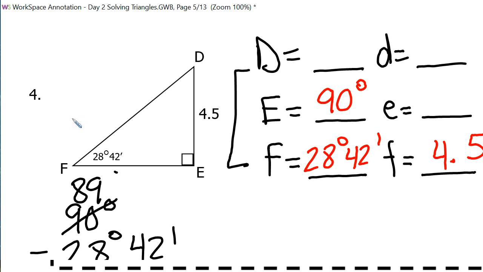I'll drop this down a degree. So I'm borrowing a degree. Well, how many minutes are in 1 degree? 60 minutes. If I borrow 1 degree, that is equal to 60 minutes. Now I have something to subtract from. So what's 60 minus 42? 18 minutes. Now for the degrees. 9 minus 8 is 1, and 8 minus 2 is 6. So that missing angle is 61 degrees, 18 minutes.